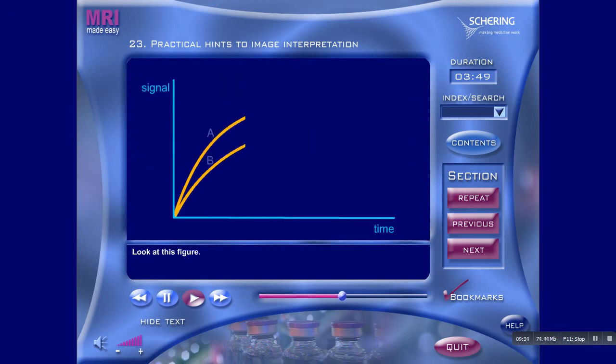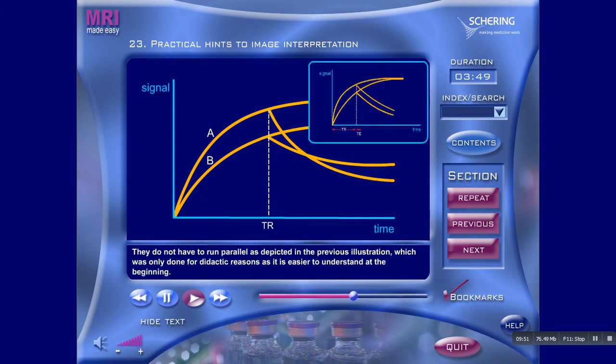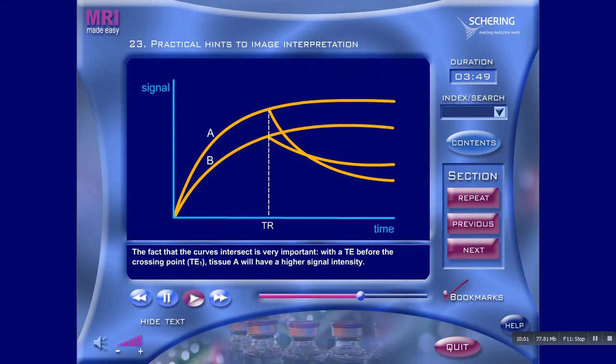Look at this figure. You can see that in this example, the T2 curves start at different heights and cross each other. They do not have to run parallel, as depicted in the previous illustration, which was only done for didactic reasons as it is easier to understand at the beginning. The fact that the curves intersect is very important.